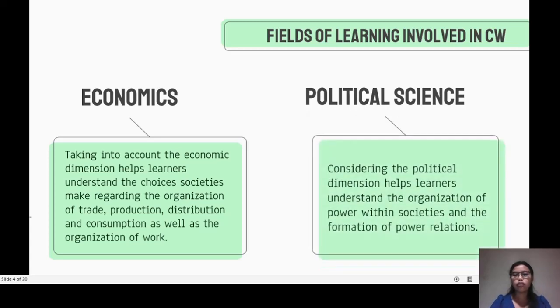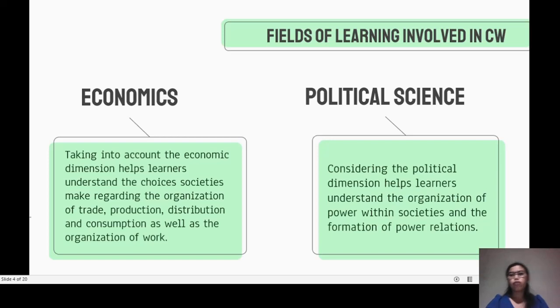So the next one is political science. Of course, ruling is also very important when studying the contemporary world. Considering the political dimension, this helps the learners understand the organization of power within societies and the formation of power relations.